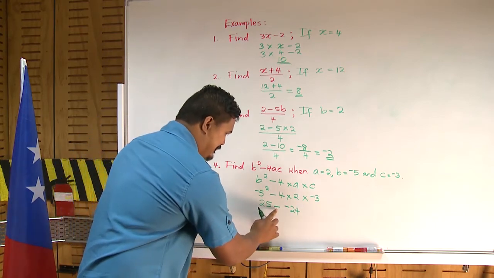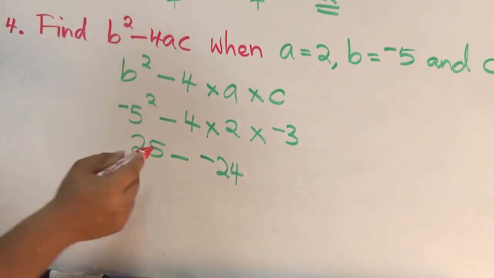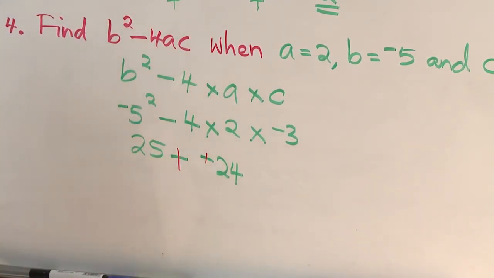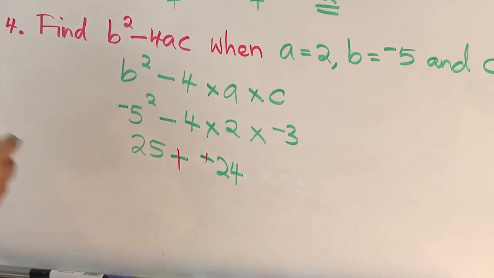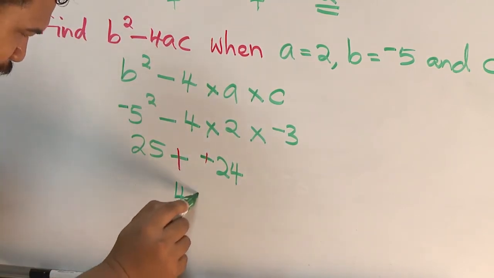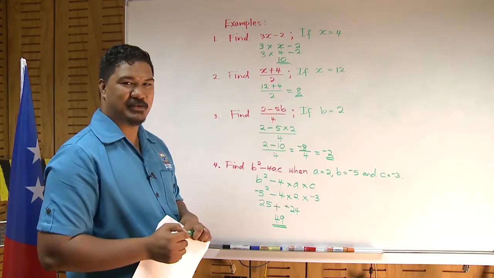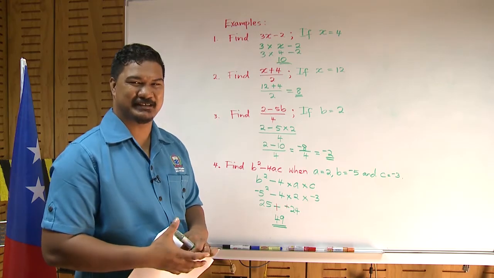Now 25 minus negative 24, this is just the same under the rule of integers. This is just the same as 25 plus positive 24. So now 25 plus positive 24, the answer will be 49.